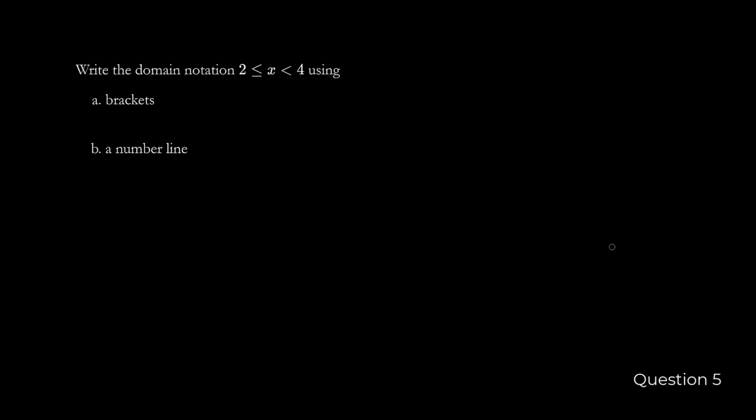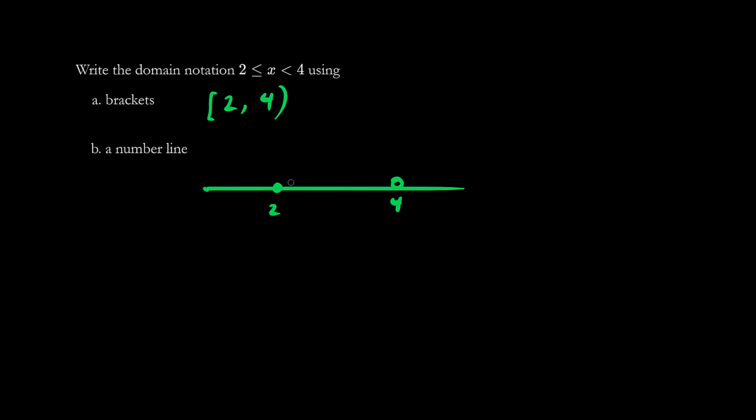Let's write the domain notation for 2 is less than or equal to x is less than 4 using brackets. So here we have the set notation, and now we want to use interval notation. So we have 2 comma 4 with a rounded bracket, and the square bracket here represents we're including the endpoint. As for a number line, we simply do a solid circle at 2 here and a hollow circle at 4 here. And we shade in from here to here. So this here is a number line representation of the domain.